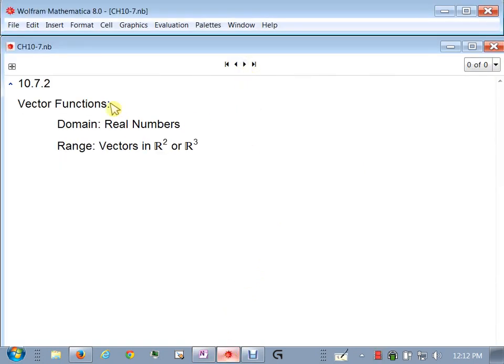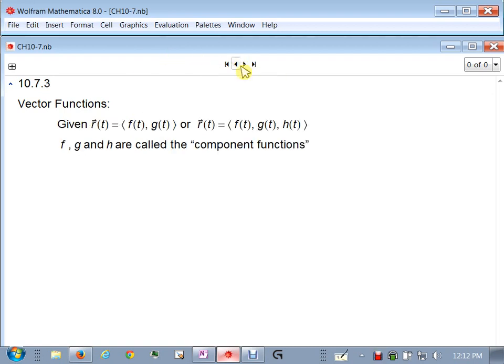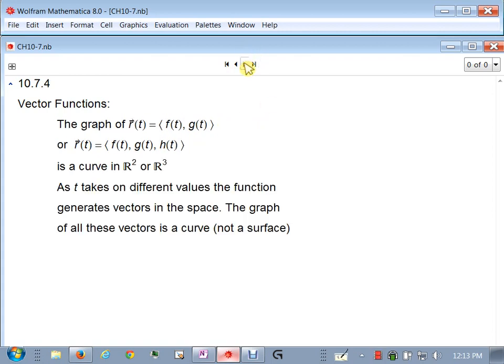The domain of a vector function is the real numbers. The domain is what you plug in, right? What comes out of a vector valued function is a vector. It's either two-dimensional or three-dimensional. So vector functions take a number in and spit vectors out. Given a vector function r of t, where you have f and g if it's two-dimensional, or f, g, and h if it's three-dimensional, those functions are called the component functions. That makes sense that they would call them the component functions? They are the functions that represent each component.